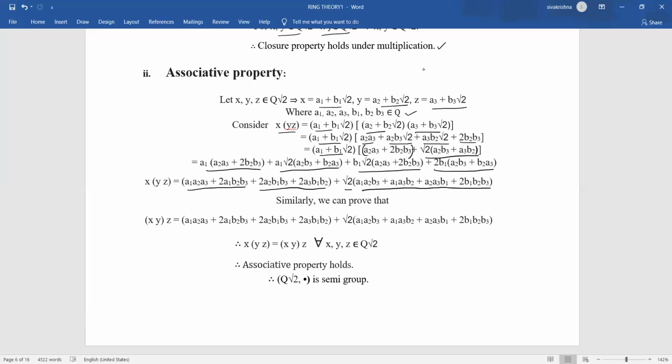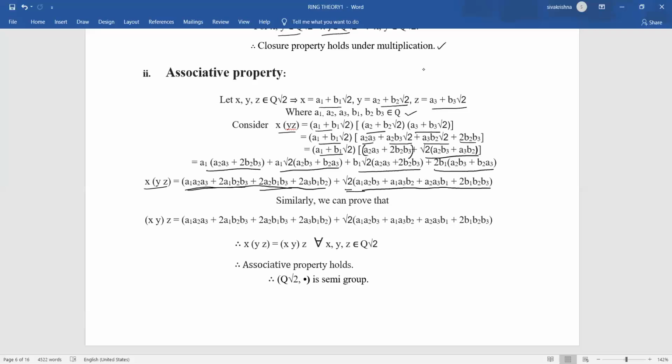Okay, so I am writing all these terms in the form a plus b root 2, with the terms other than root 2 as one term and the root 2 terms as another term. Okay, this is the value of x into yz.